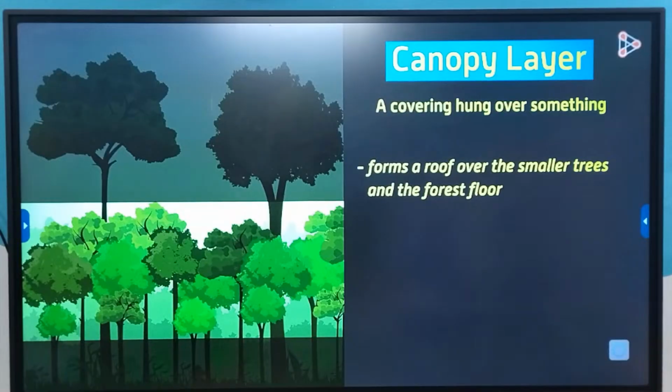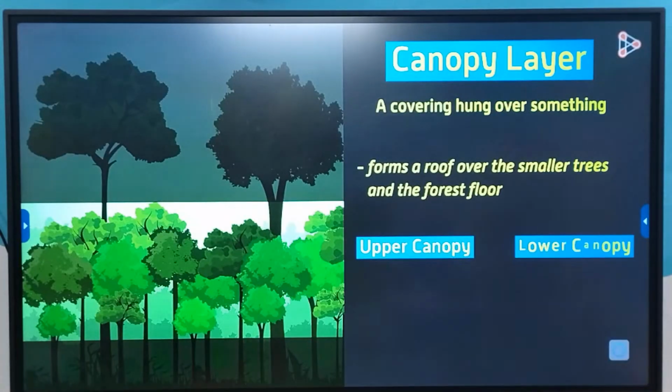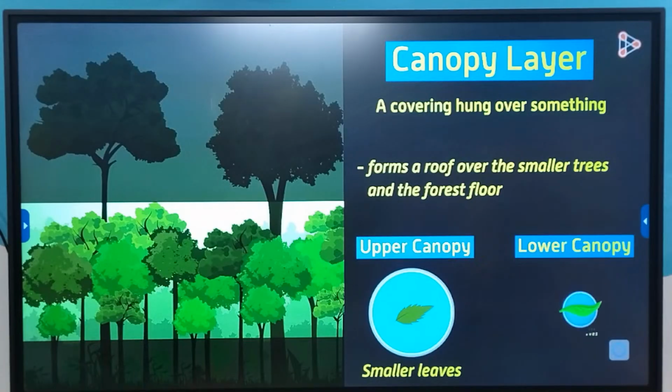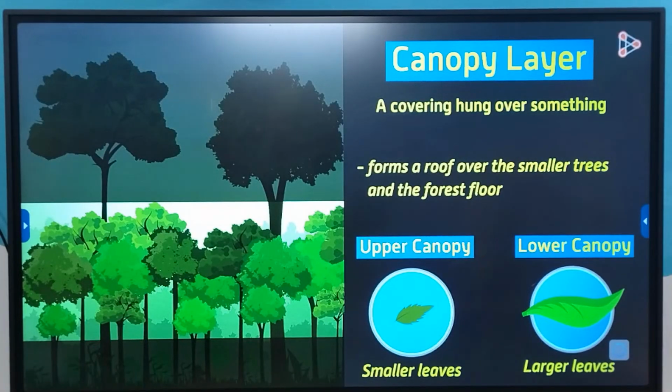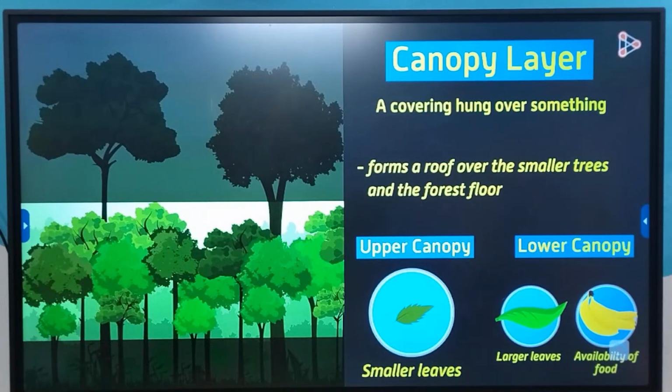The canopy is further divided into upper canopy and lower canopy. The upper canopy has trees with comparatively smaller leaves, while the lower canopy has larger-leaved trees. The lower canopy is very rich in animal life. The presence of larger leaves, the availability of plenty of food, and many such other factors favor the dwelling of organisms in this zone.